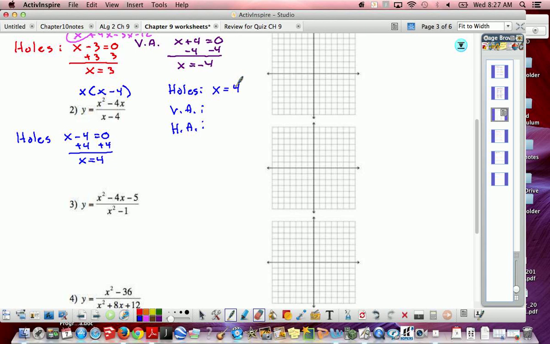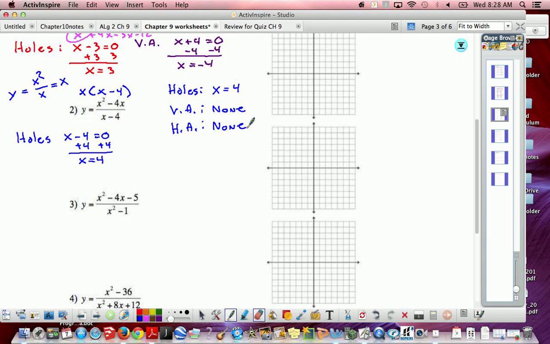Now here's the thing. That's my only common factor. I don't have anything else in there. So there are no other vertical asymptotes. There are none. Okay? Now for my horizontal asymptotes, I take my highest degree over highest degree. So I have y equals x squared over x. Well, that ends up being x. Well, that means x could be any number. So since it can be any number, we don't have any horizontal asymptotes.